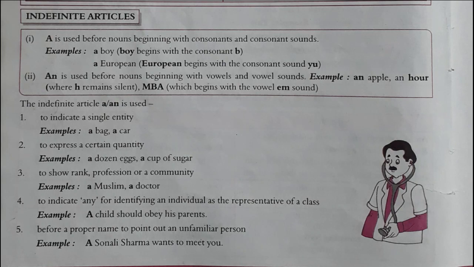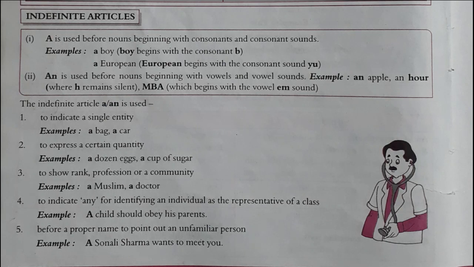Yes, we learned this. Example, a bag, a car, to show something that is singular. But if it is plural, we don't use a or an. The second rule is to express a certain quantity. When you want to express a certain quantity and amount, we make use of the indefinite article a or an, as in the example, a dozen eggs, a cup of sugar, a bag of milk, and so on.